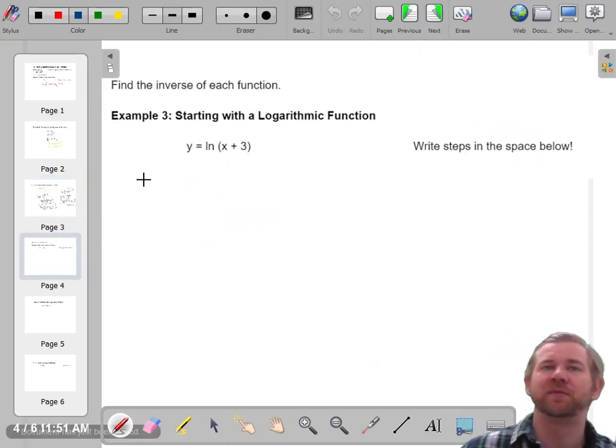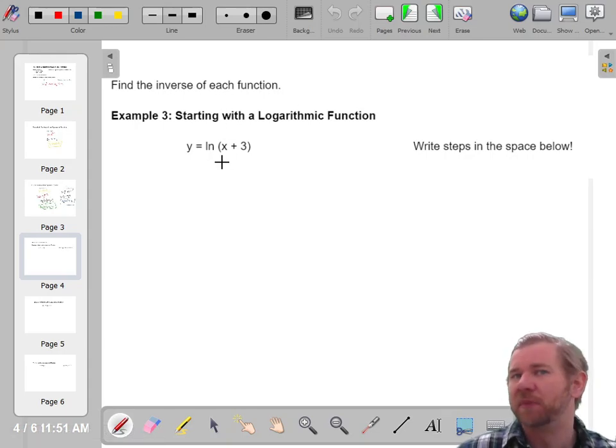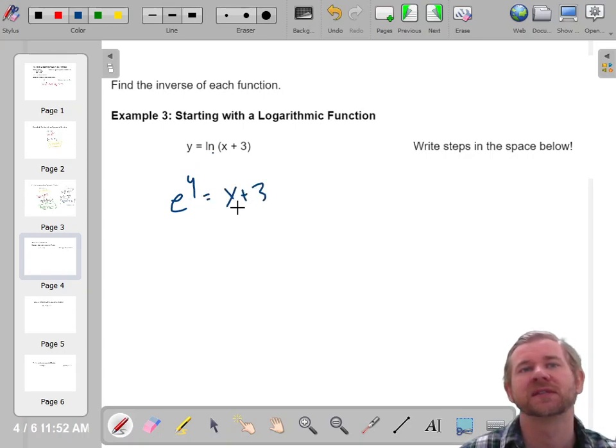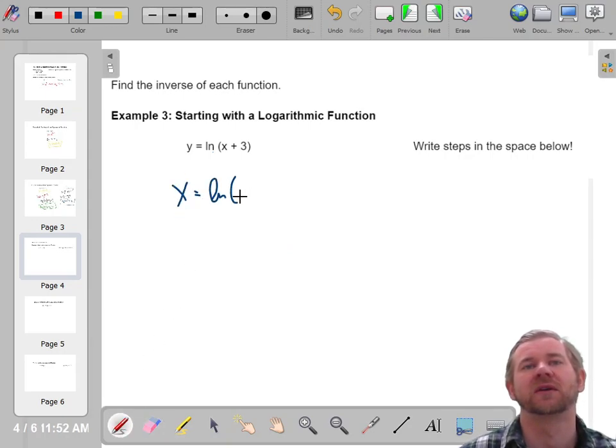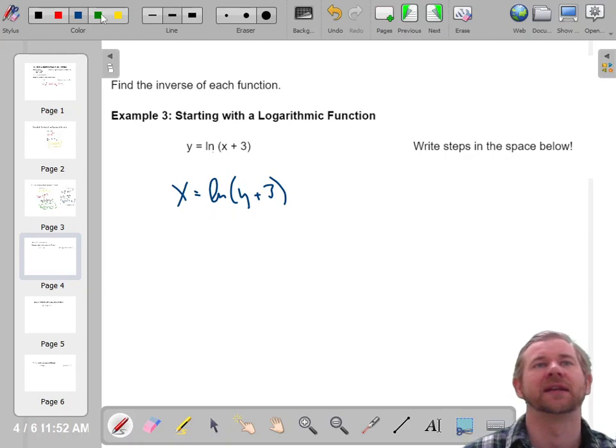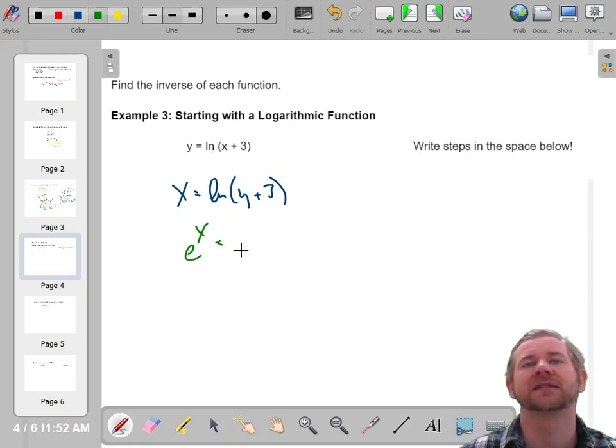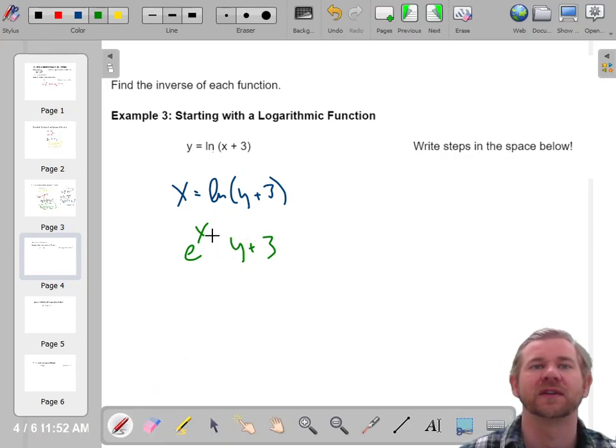Now, going the other way, kind of feels more like what we're used to. But remember, if you see natural log, that's base e. So e to the y equals x plus 3. But I'm going to flip x and y. So maybe I should just do that first. X equals the natural log of y plus 3. And I'll write it like this. E to the x equals y plus 3. I could have just flipped them in the second step, but this is fine too.